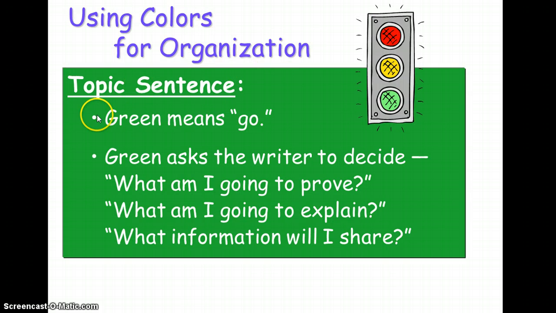What it means is your topic sentence, that's the green as far as the stoplight. That means the go, right? So that's what you're writing about. What are you trying to prove? What are you going to explain? What information are you sharing? What are you writing about? So you just write a one sentence topic sentence answering the prompt. It can even be as simple as restating the question. That's going to be your topic sentence, and you're done.